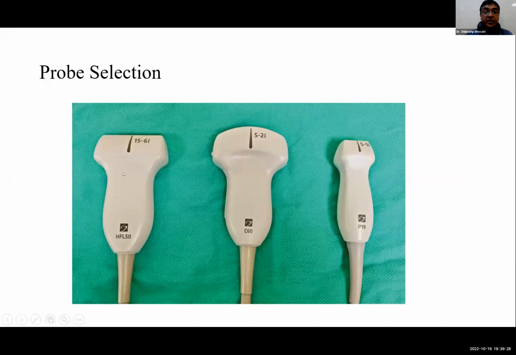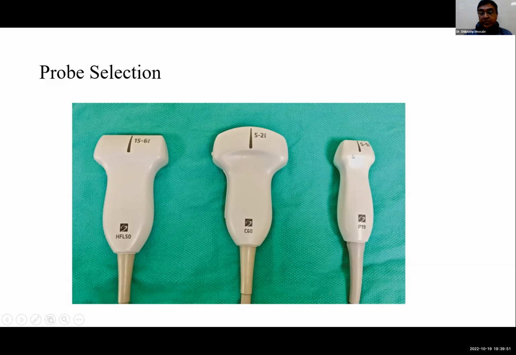Like you see here, the higher frequency probe is 6 to 15 megahertz. They are good for superficial structures. So we use these probes for ultrasound guided nerve blocks, or line cannulations. And these are the lower frequency probes, like 2 to 5 megahertz or 1 to 5 megahertz. These are used for deeper structures. So low frequency, good for deeper structures.